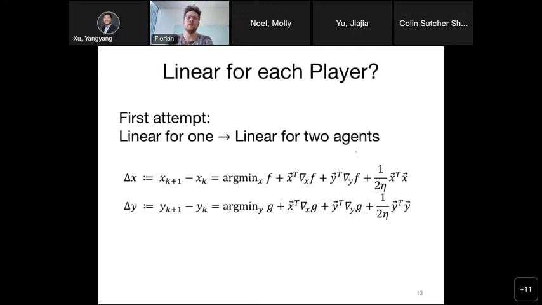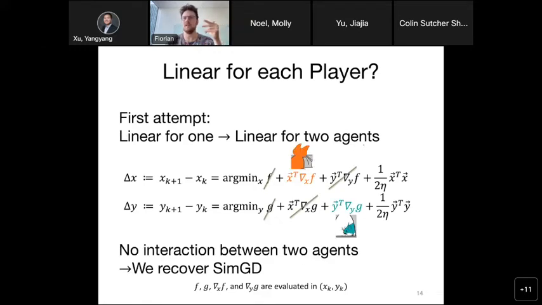Because if we say, straightforwardly, okay, we had a linear approximation for one agent, so maybe we take a linear approximation for two agents, we find out that the two objective functions of the x and the y player are not coupled anymore. As you see here, the only term that involves y in the loss function of player x is constant with respect to x, and the only term that involves x in the loss function of player y is constant with respect to y. So in some sense, we can remove them without changing the optimization problem.